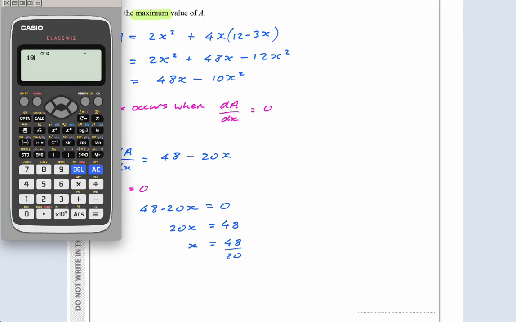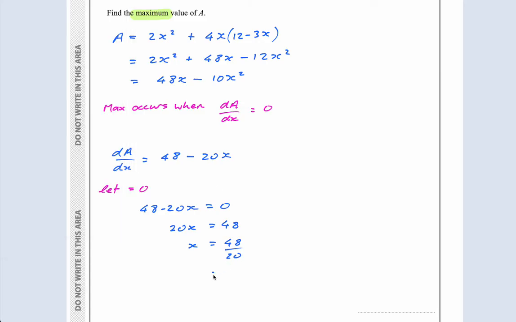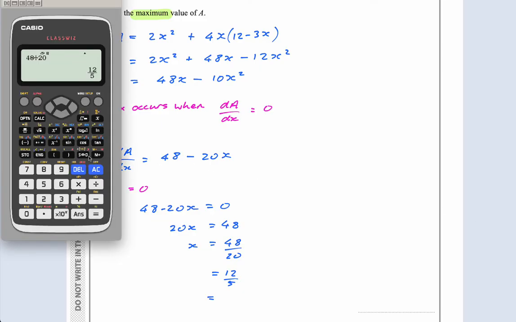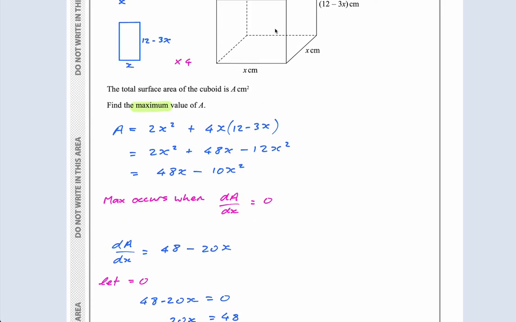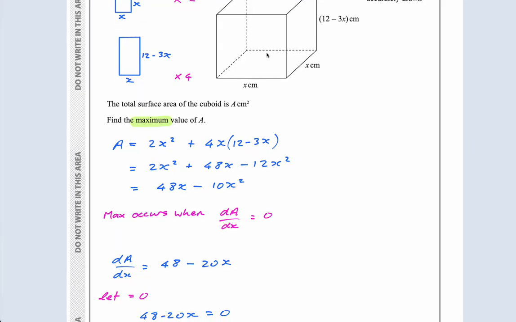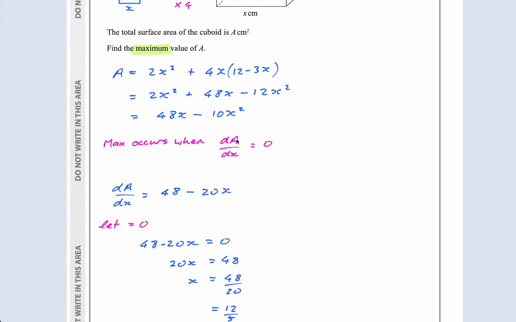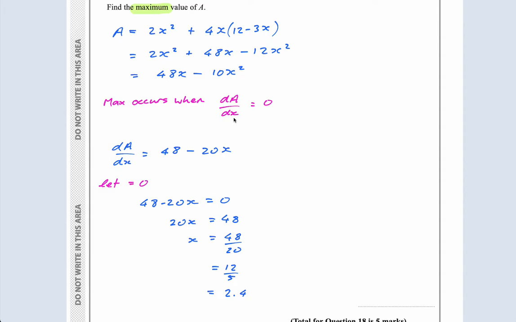48 over 20 is 12 over 5. Simplified, 12 over 5. Let's write that as a decimal, just in case. That is 2.4. So that's the value of x that maximizes the surface area of the cuboid. But we want the value of A. We want the maximum value of A.